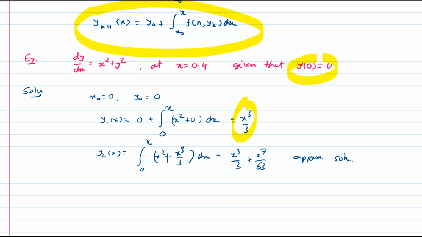of this differential equation. Now you want to find the solution at x equal to 0.4. We said y at 0.4 will be 0.4 raised to 3 by 3 plus 0.4 raised to 7 upon 63, which in turn gives you the answer 0.0214. So this is how we are going to find the solution.